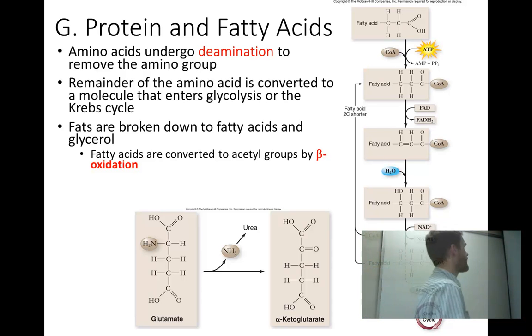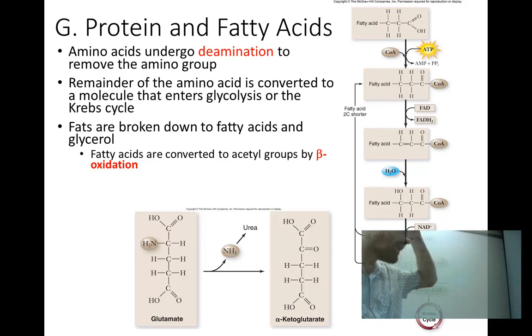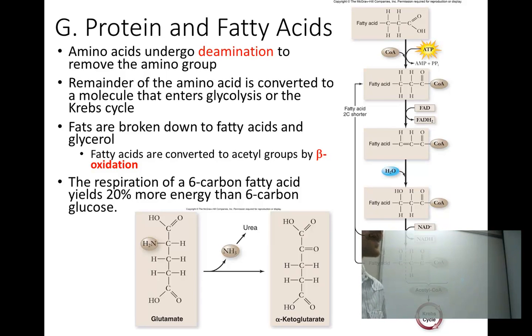Fats are broken down into fatty acids and glycerol through a process called beta oxidation. It's basically just breaking that fatty acid into a bunch of different chunks, and each one of those chunks can then be used in the Krebs cycle. This yields much more energy than a glucose molecule. So that's why we store energy in fat molecules or lipids, because they can store more energy than glucose molecules. One 6-carbon fatty acid yields 20% more energy than a 6-carbon glucose.